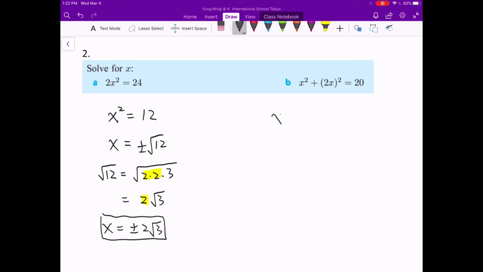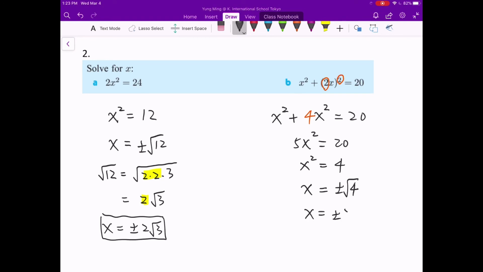Last question. We have x squared plus 2x, the whole thing squared. One thing that we need to be careful about, as always, is that the 2 in the square also gets squared. So we put 2 squared, which is 4, and the x squared also gets squared. So we got 4x squared. That equals 20. 1x squared plus 4x squared equals 5x squared. That equals 20. x squared is equal to 4. x is equal to plus or minus square root 4. x is equal to plus or minus 2.